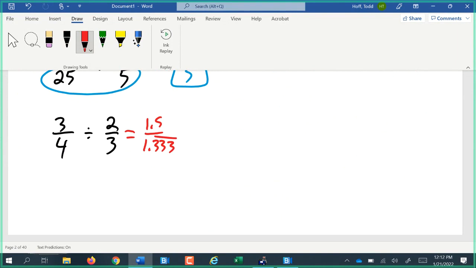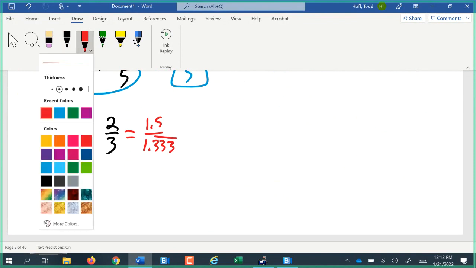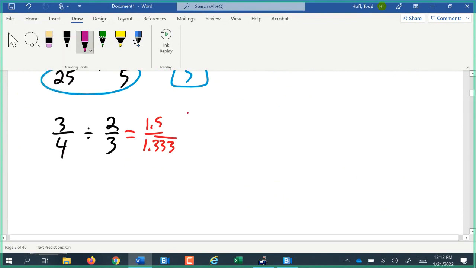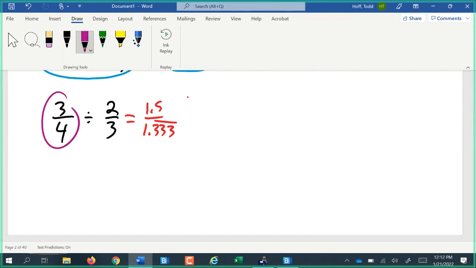Well, what we've been taught to do is to change it. We keep the 3/4. Just like when we worked with integers, the operation works on the number that comes after it. So the division operates on the 2/3. So instead of dividing by 2/3, we were taught to multiply by something called the reciprocal, which is just flipping it over, 3/2. And now we have 3 times 3 is 9, 4 times 2 is 8, 9/8, or 1 1/8.